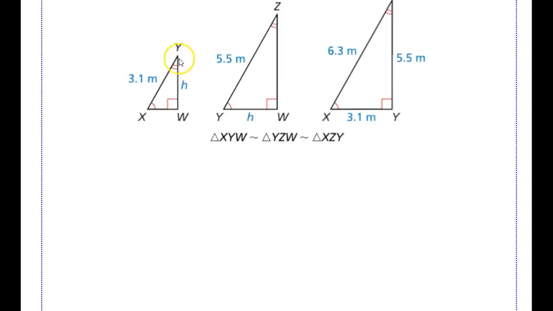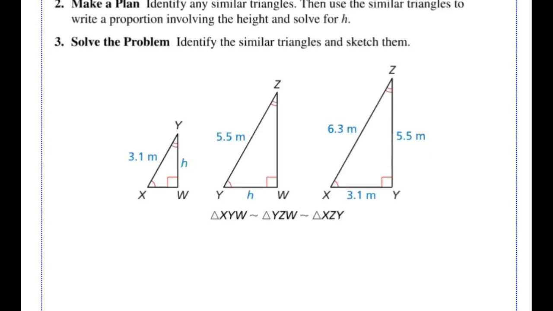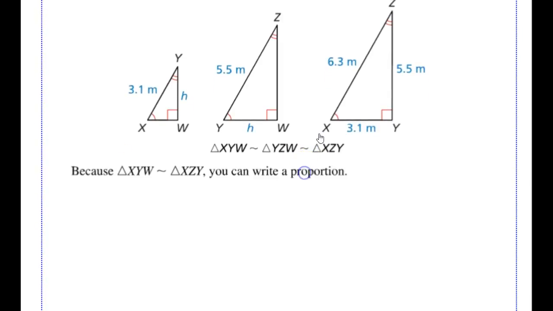You'll notice too that this h is in two different places in two of my triangles, and we can see that from up here. I can see that h is in this triangle on the left and h is also in this triangle on the right. But in my triangle on the right, it's the long leg, and in my triangle on the left, it's the short leg. So it's in different places, so we have to make sure to label it appropriately.